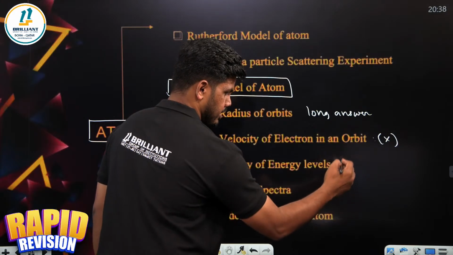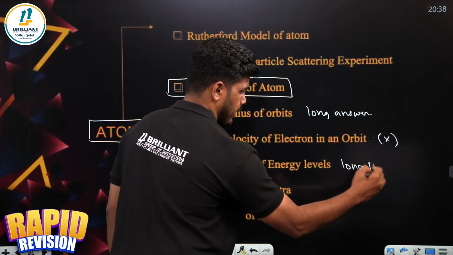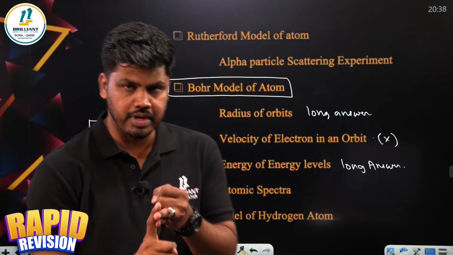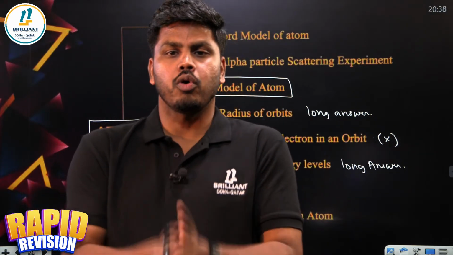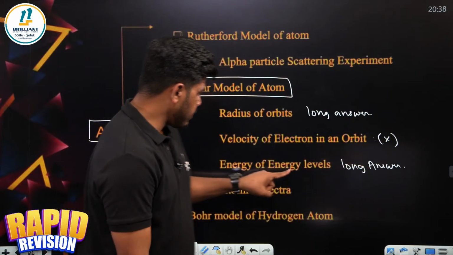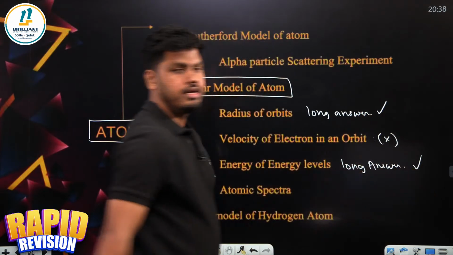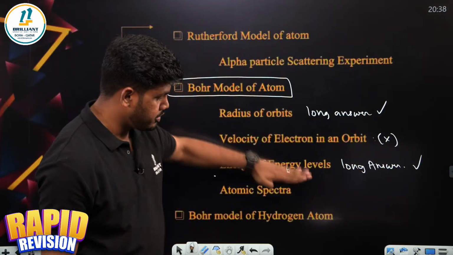Energy of energy level, this is another possible long answer question. We know kinetic energy we calculate, potential energy we calculate, then the sum of the two will be the total energy. That is how we found the energy of energy levels. These two are important derivations. Long answer questions, you should learn these two.